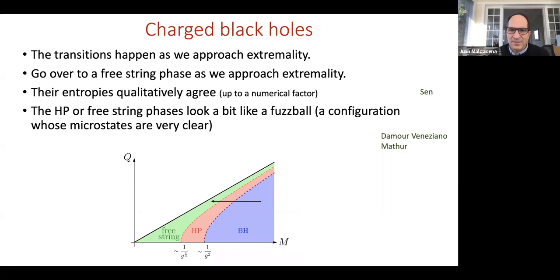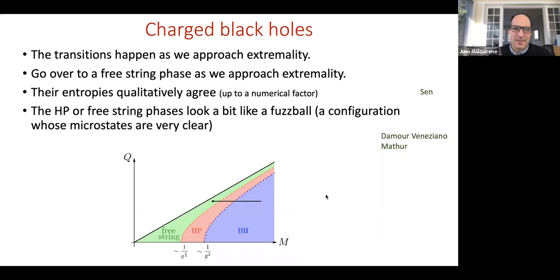And so it had been noted a long time ago by Ashok Sen that if you take these black holes and set the radius of the horizon to be of order one, then the entropy qualitatively agrees with the entropy of a highly excited BPS string. And what we are saying here is that that agreement is the same as the agreement noted for Euclidean black holes, for uncharged black holes by Horowitz and Polchinski and some other people before that. So that is the agreement at the string scale for these black holes.